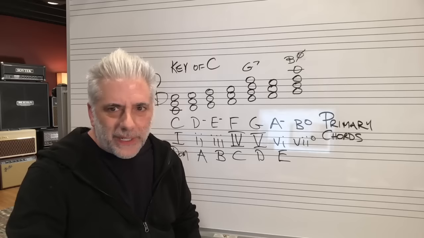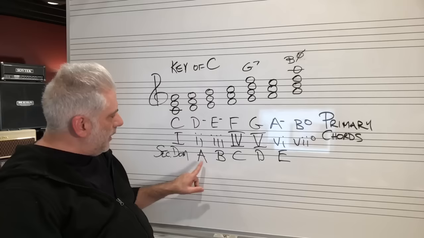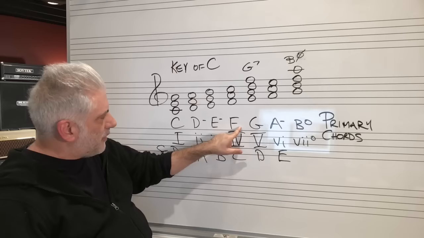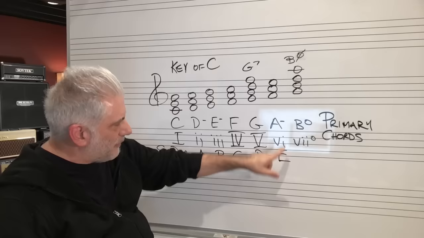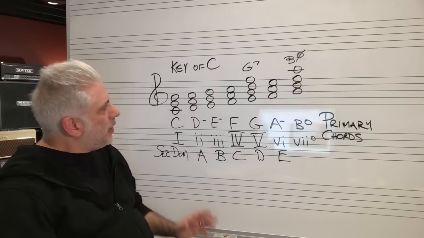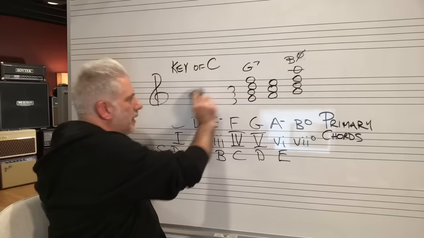So these secondary dominants are always a fifth away. So this A is a fifth away from D, B is a fifth away from E, C is a fifth away from F sharp, okay? D is a fifth away from G, E is a fifth away from A, okay? That's how this works. This is how you memorize them. So if I were to change the key, let's say we did a different key, we'll go like this.